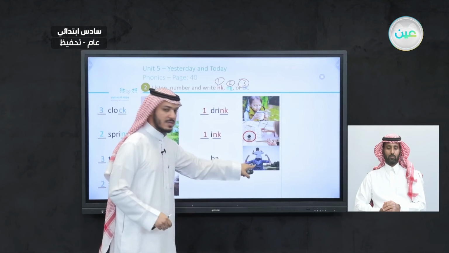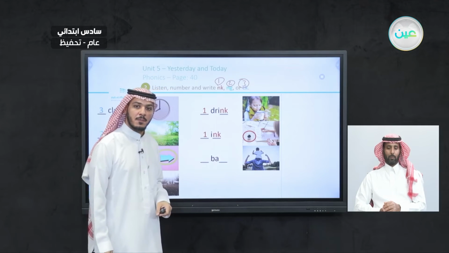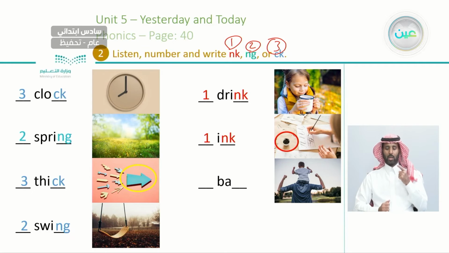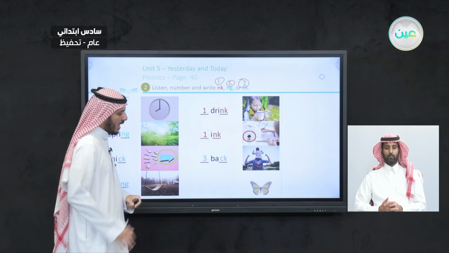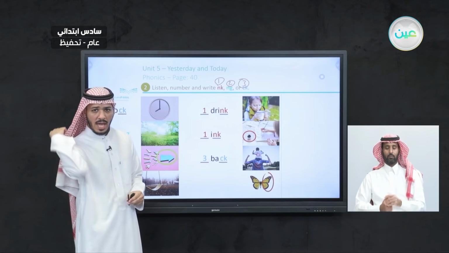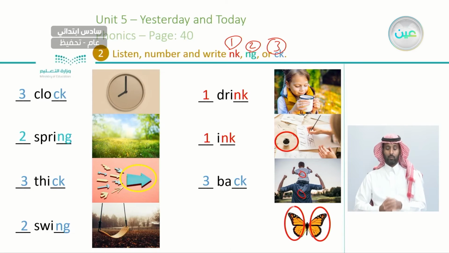Okay, so this is the, let's listen. 3, back, back. So this is the back. Okay, now can you tell me what are the missing letters here? Yes, excellent. So 3, back, k. So we have CK here. So this is k, back. Excellent. After that, now we have this butterfly and it has 2, let's listen.